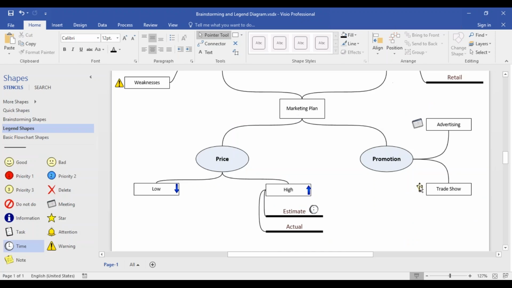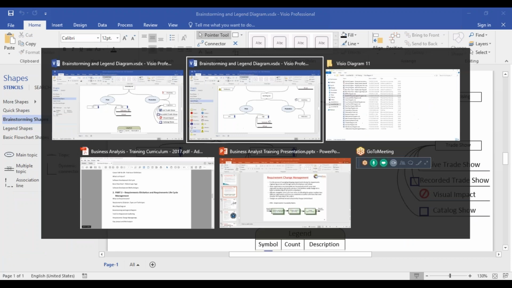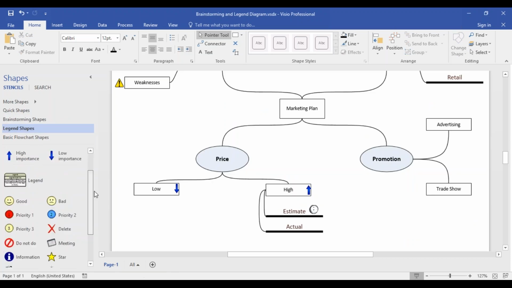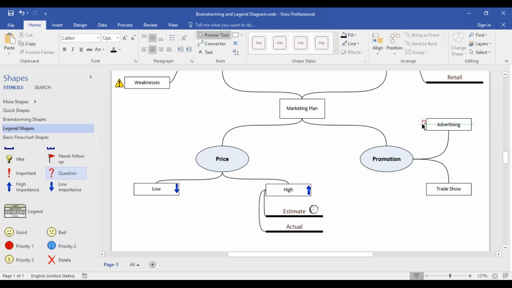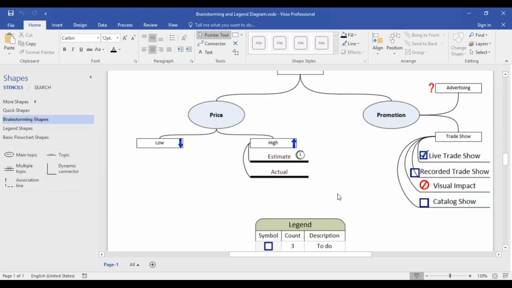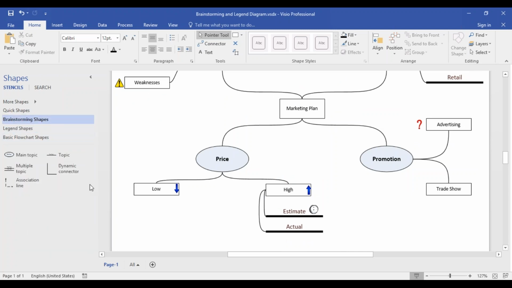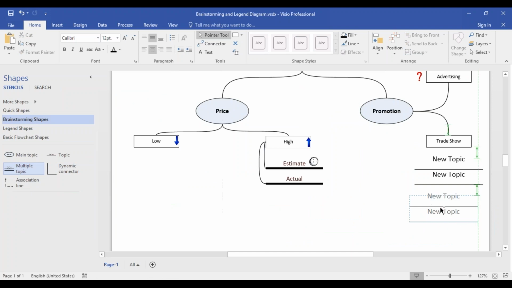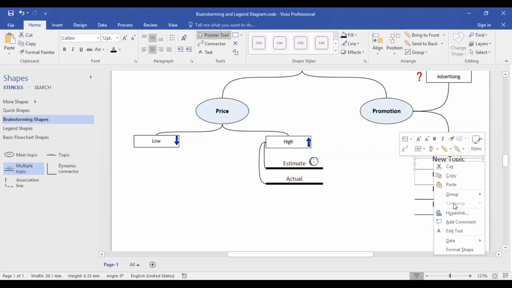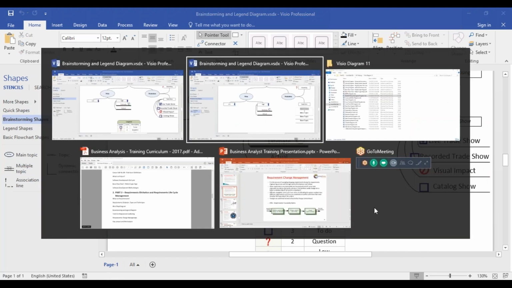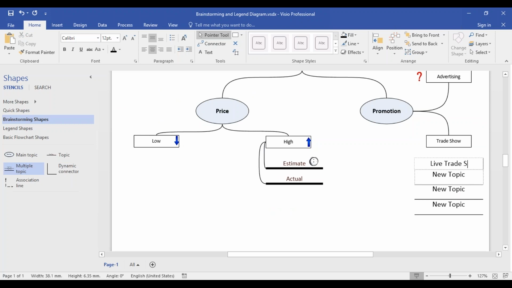Trade show, lot of discussion has gone through. So remove the idea symbol. Advertising, meeting is done in between. And then there is a question about advertising. So place a question mark. Trade show is now divided into multiple topics. So add multiple topics. Drag the multiple topics symbol here and paste it one below the other like this. So what is the multiple topic that you're going to discuss? So click on the top, edit, live trade show. Next, recorded trade show.